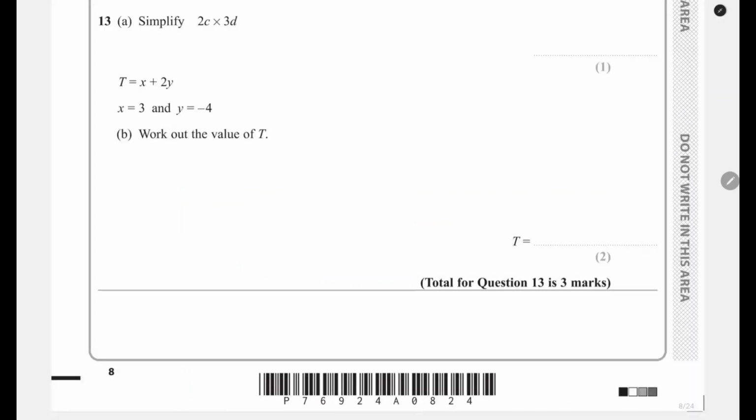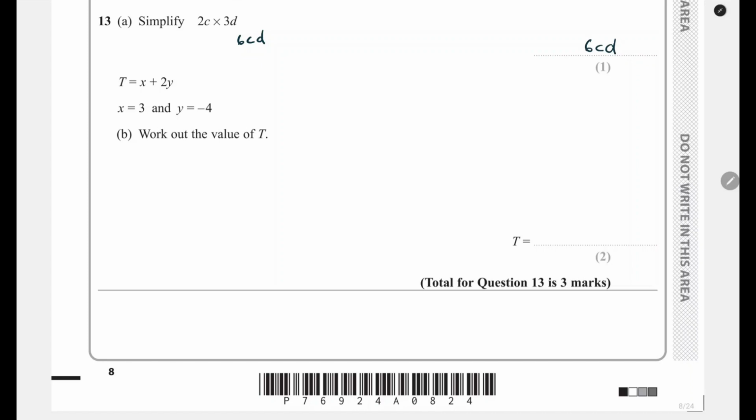Question 13a says simplify 2c multiplied by 3d. So when you're multiplying these numbers together, we have two numbers which are 2 and 3, so we can multiply them. That's 2 times 3, which is 6, multiplied by c multiplied by d. So our answer is 6cd.